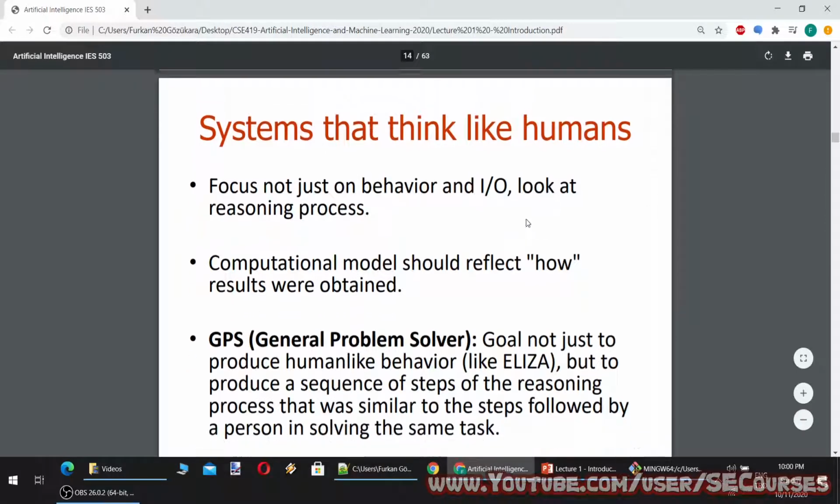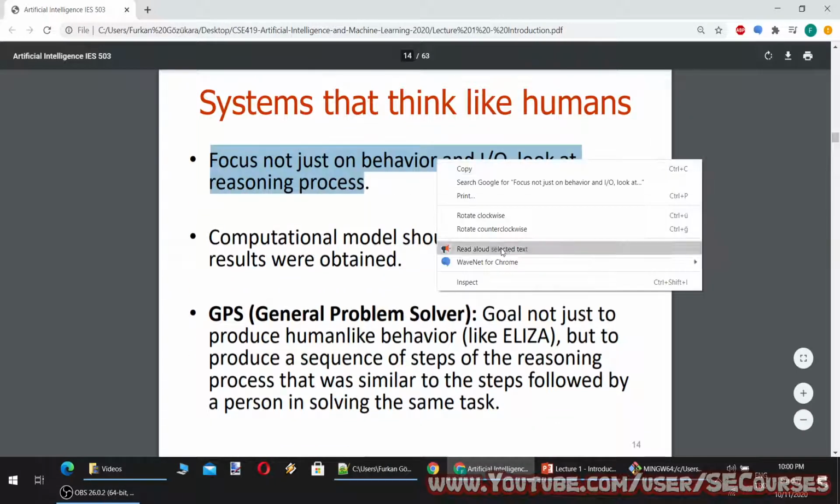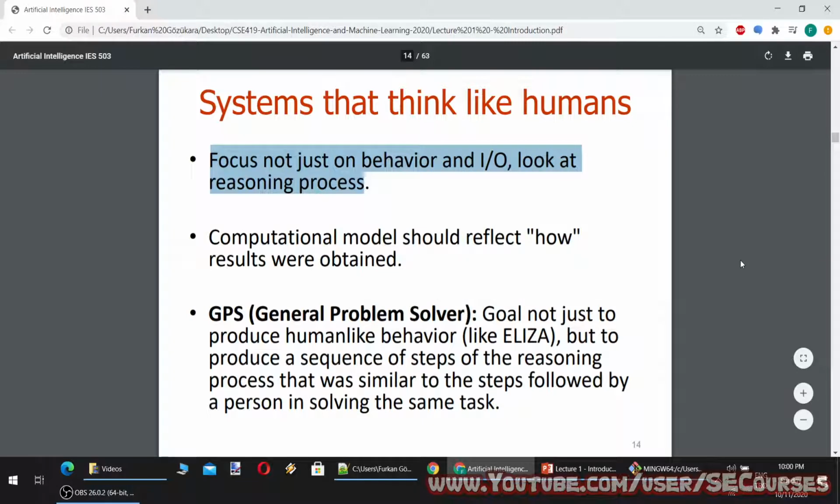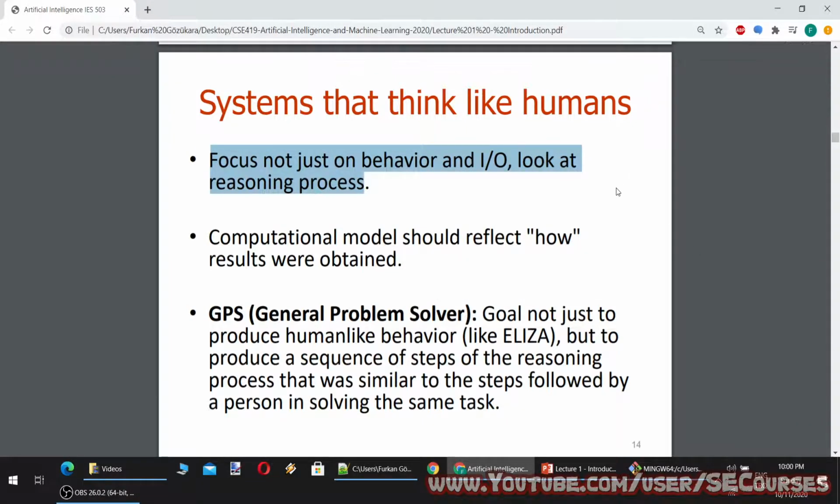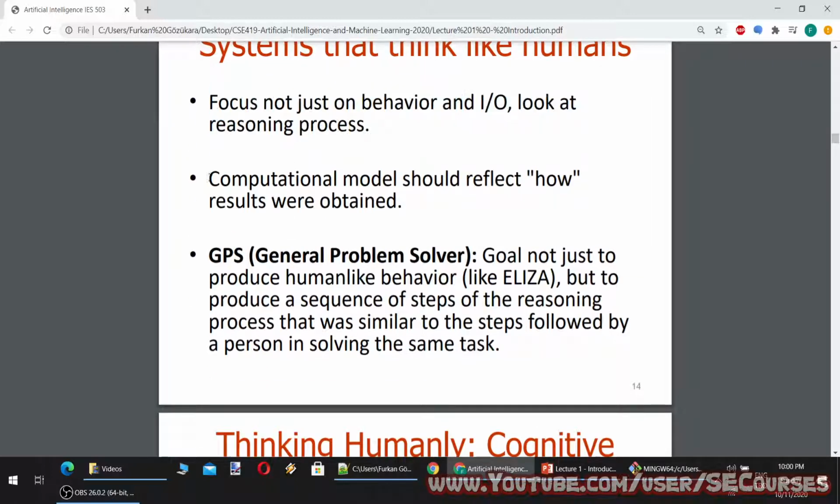Systems that think like humans. Focus not just on behavior and I/O, look at the reasoning process. What does this mean, do you think? This means that we are not just focused on behavior and input-output. It is more about the reasoning. When a human takes an action, there is reasoning behind it. Okay, that's important.